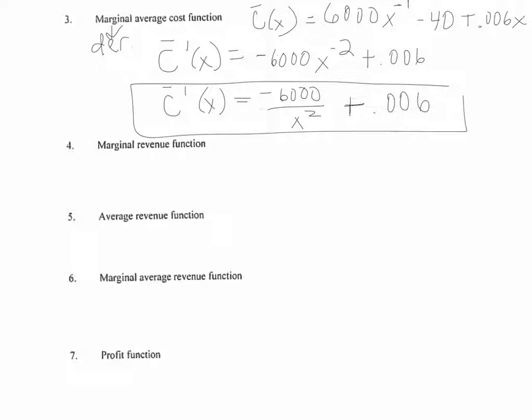Now, let's go through the same process, but this time let's use the revenue function. Let me remind you what our function was for revenue. It has fewer terms. It was 10,000x minus 200x squared. So if I want to get the marginal revenue function, what do I do? What is the word? Take the derivative of the revenue, and that's going to be what?